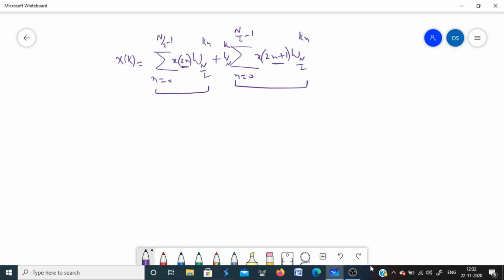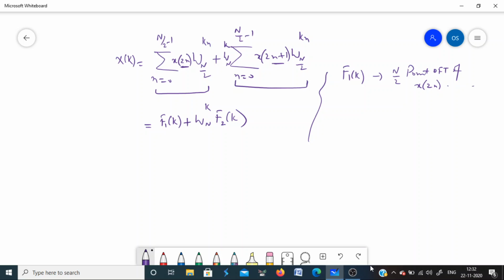So if I write this suppose as F1[k], it will become F1[k] plus W_N to the power k into F2[k], where F1[k] is nothing but the N/2 point DFT of x[2n], that is the even sequence, and similarly F2[k] is the N/2 point DFT of x[2n plus 1].